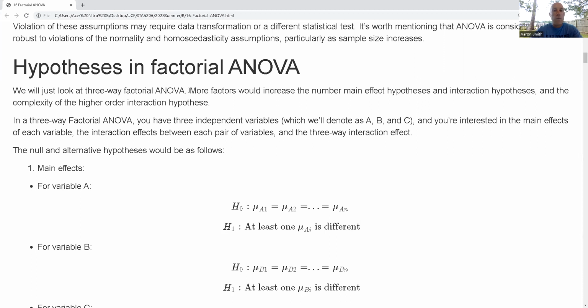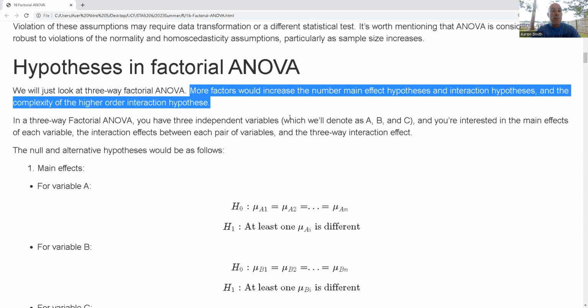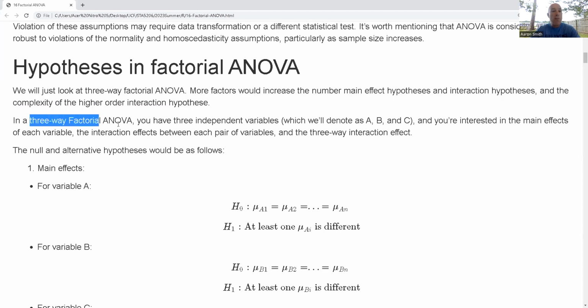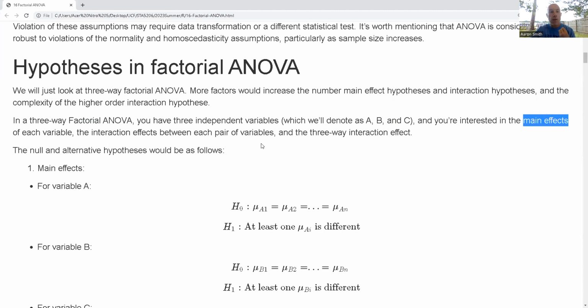All right, so the more factors we have, the more main effects and interaction hypotheses that we have to work with, have to figure out, and the complexity of the hypotheses increases. In a three-way factorial ANOVA, we have three independent variables, and I'm just going to call them A, B, and C. And you're interested in the main effects of each variable, the interaction effects between each pair, and the three-way effects. All right, so I have three main effects that I'm interested in. I have three pairwise interaction effects.